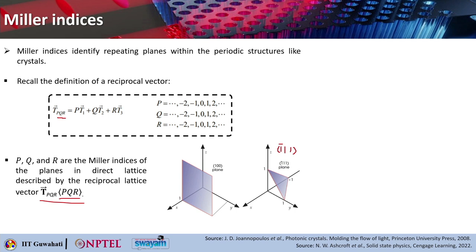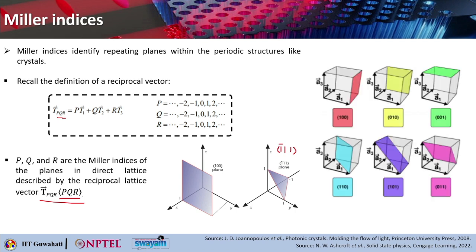So, x bar means minus 1. So, this plane has got a cross section with the x axis at minus 1, and then it is crossing this y axis at 1, z axis at 1. So, it is 1 bar 1 1 plane. Okay, so in such method, you can think of 100 at this plane.